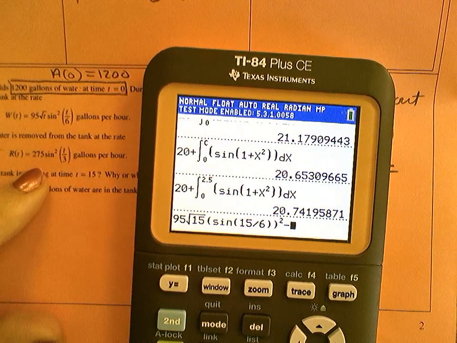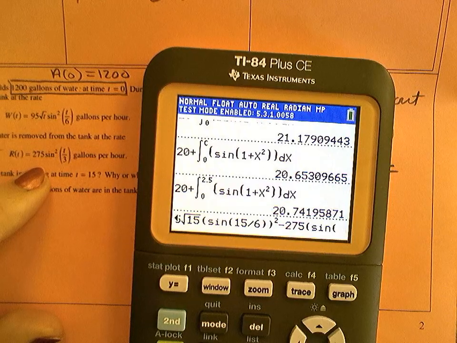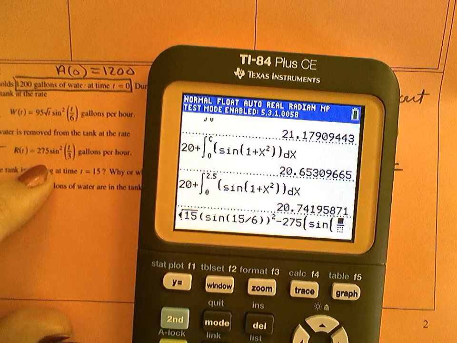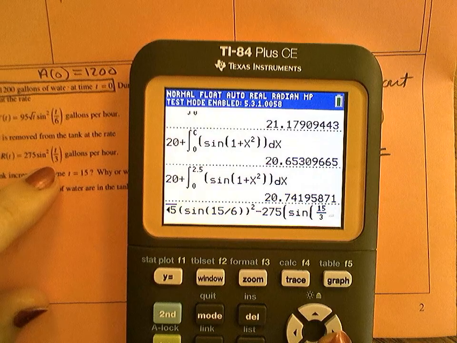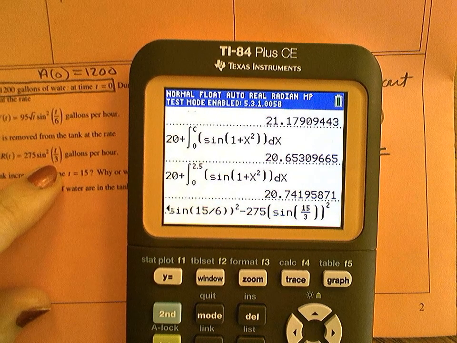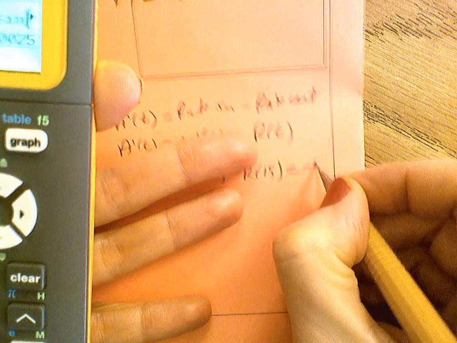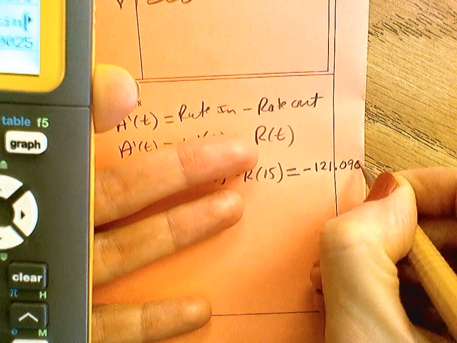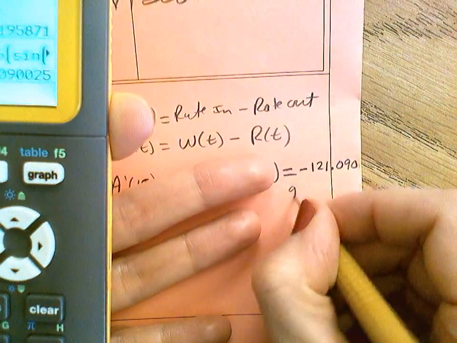That's the rate in, minus 275 sine, and you could use like alpha y equals, and get that. And that's 15 over 3, and then you gotta square that. Okay, and we get negative 121.090, and that's a rate. So this is gallons per hour.